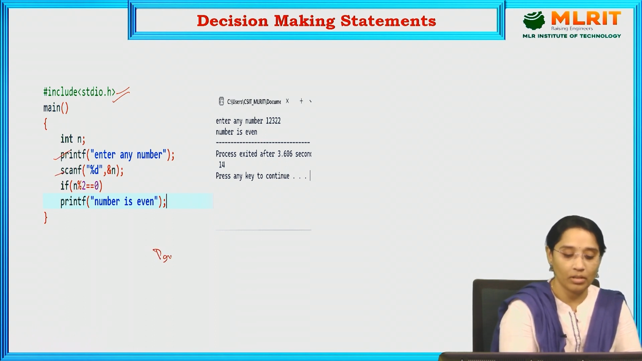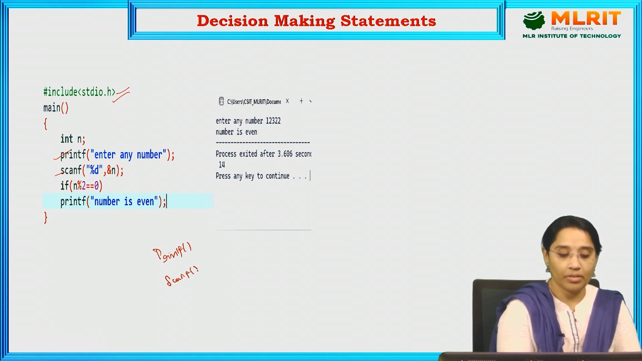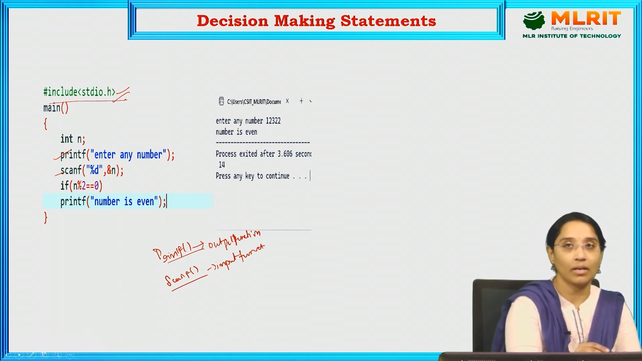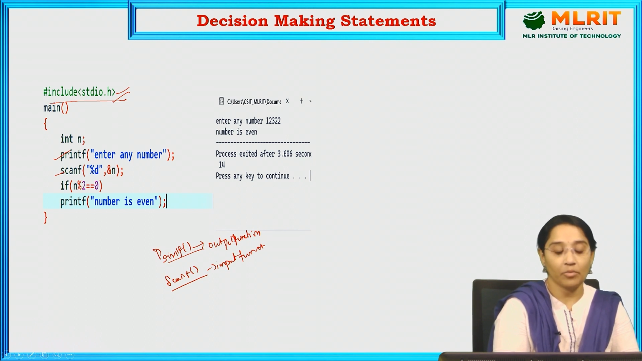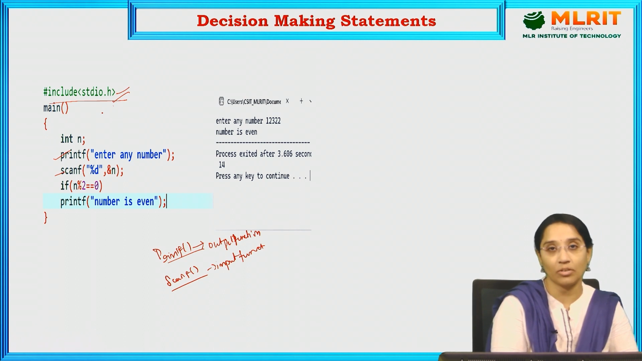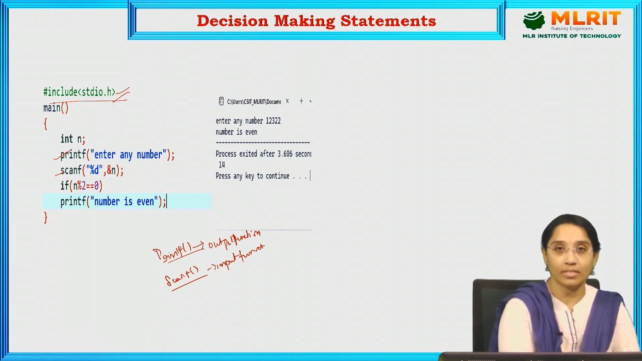Printf and scanf are predefined functions. Printf is an output function and scanf is an input function. These two functions, printf and scanf, exist in this standard header file, stdio.h. So we are writing this. This comes under the link section. In the structure of a program, I have discussed all the sections clearly.